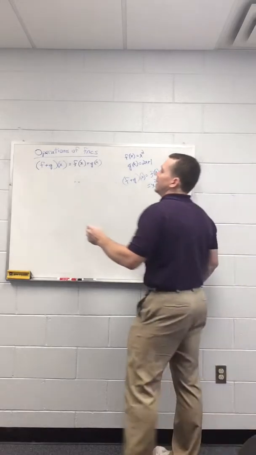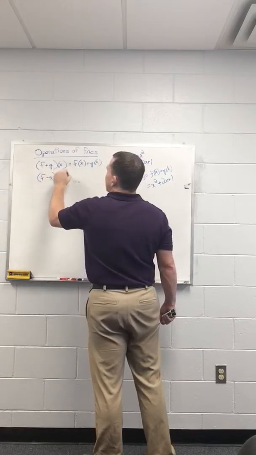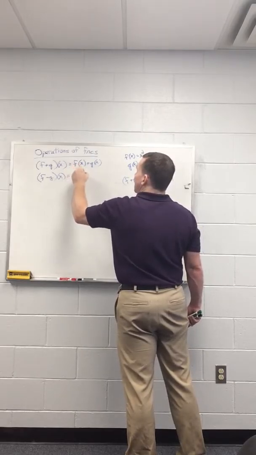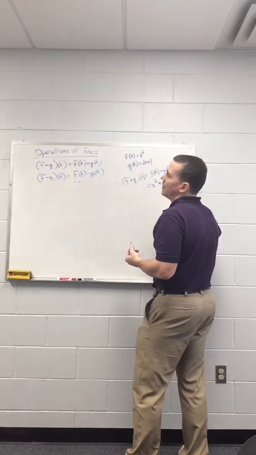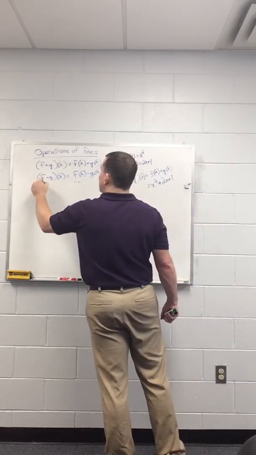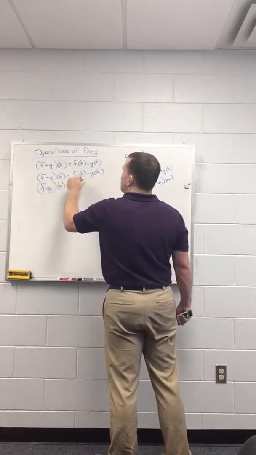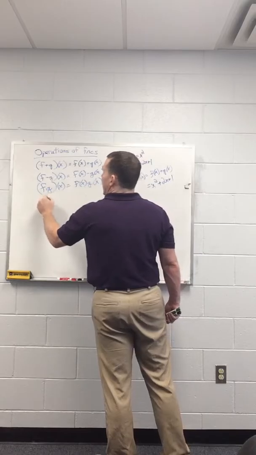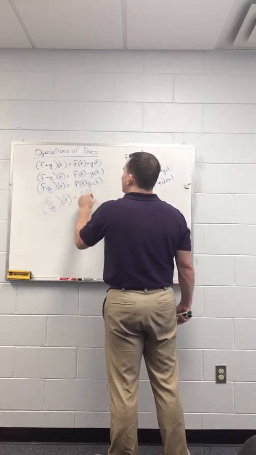And by extension, I can do the difference, f minus g of x. But logically, if for the sum of functions I add them, for the difference of functions, I subtract them. After addition and subtraction, we have multiplication. I can do f times g of x, which will logically be f of x times g of x. And then I can do division. F over g of x is equal to f of x over g of x.